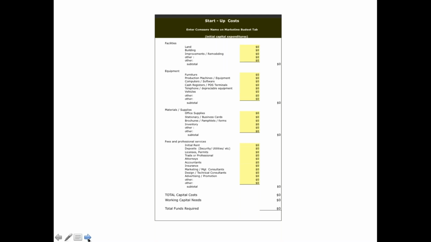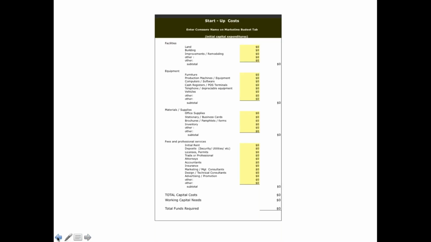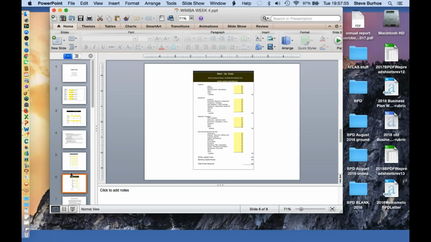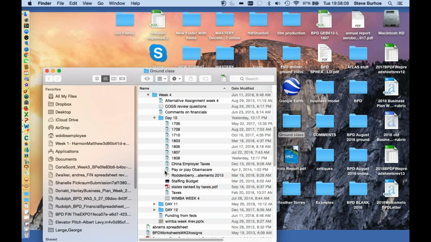And that's what working capital is: the cash you need to get you to the point where, oops, I don't have it here. I'll show it to you. To get you to the point where your revenues exceed your expenses. Yeah, pull up Kip's.